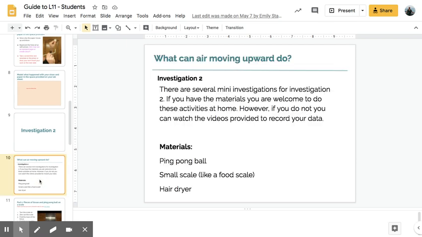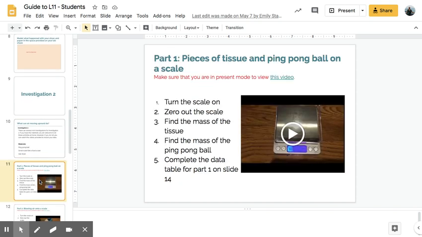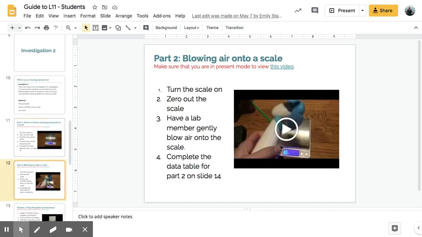Here you're going to look at a ping pong ball and a scale and a hairdryer. So here's a video walking through it. You get to see what happens when you put tissue and a ping pong ball on the scale. Play this video, remember, be in present mode. There's also a link up here. And then a hairdryer is going to blow on the scale and you're going to see what happens.